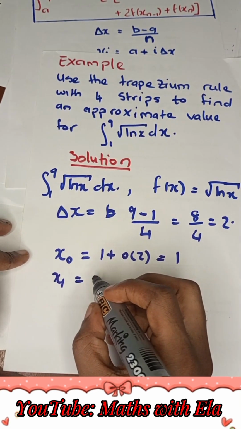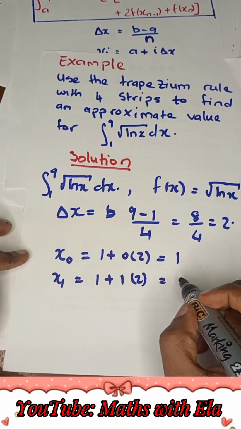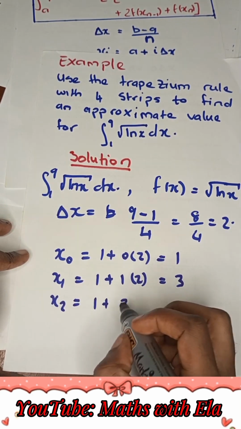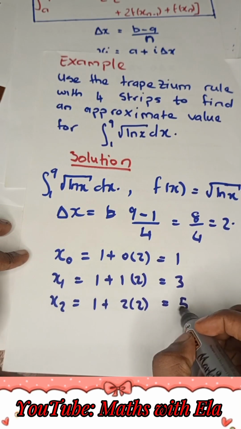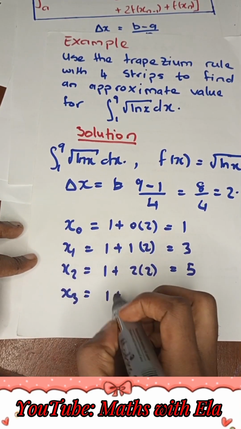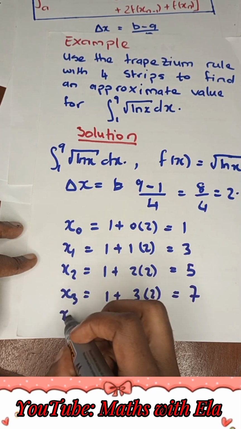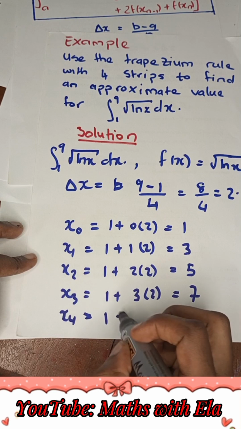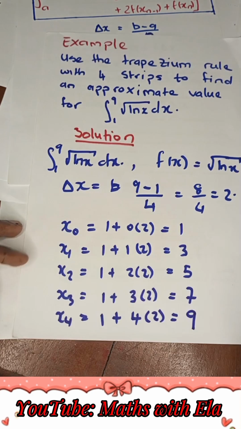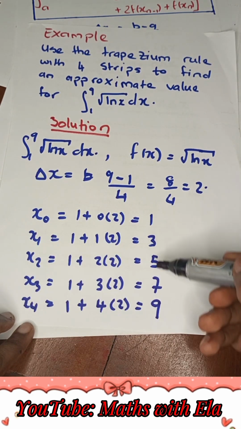X1 will be, again, a plus 1 times delta x, which gives us 3. X2 would be 1 plus 2 times delta x. That gives us 5. X3 will be 1 plus 3 times delta x. That gives us 7. And x4, a plus 4 times delta x. That gives us 9. So if you notice the pattern, we just keep adding delta x to the previous term.